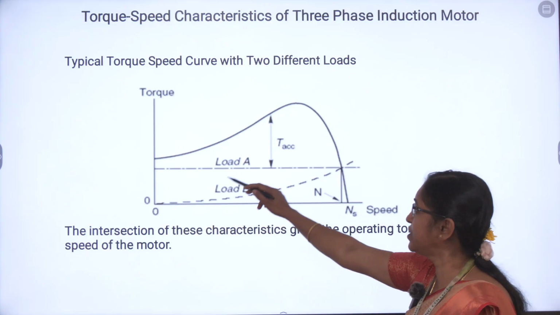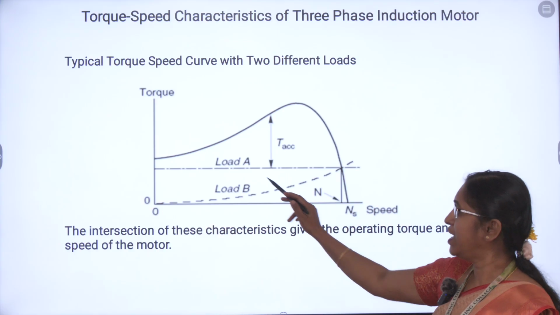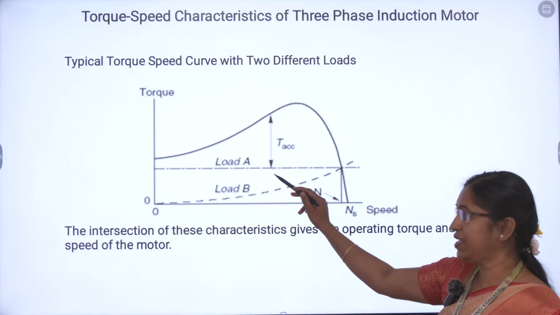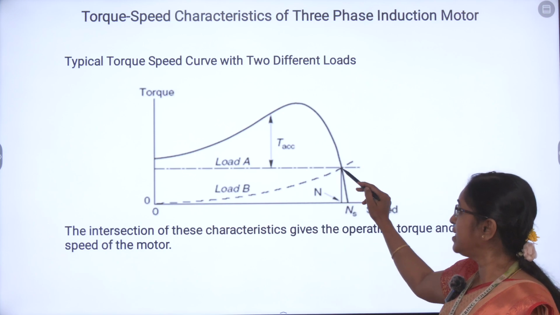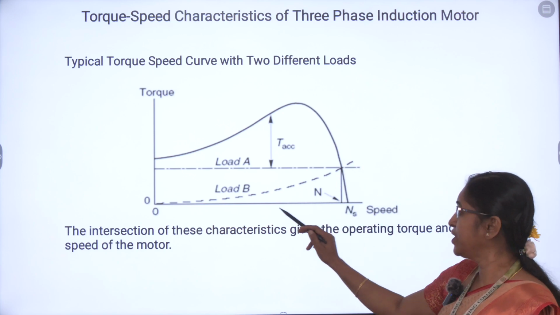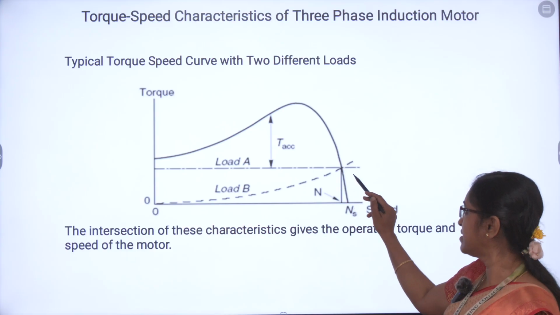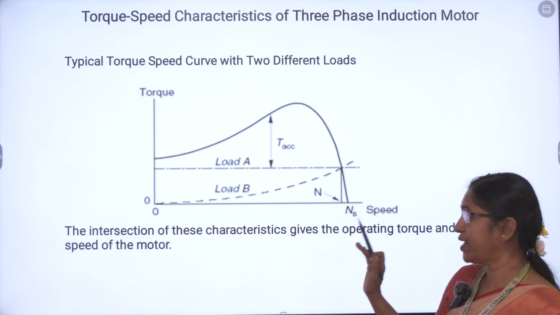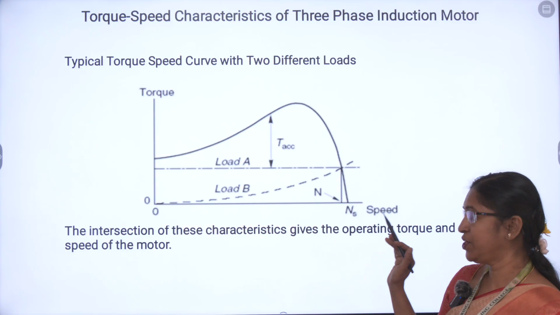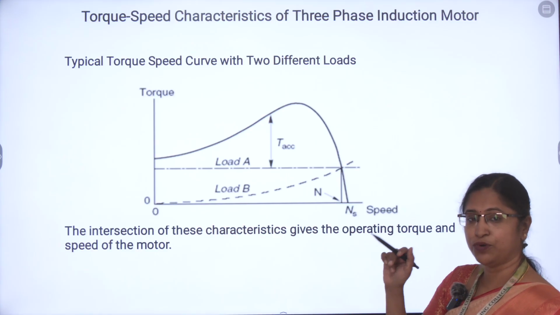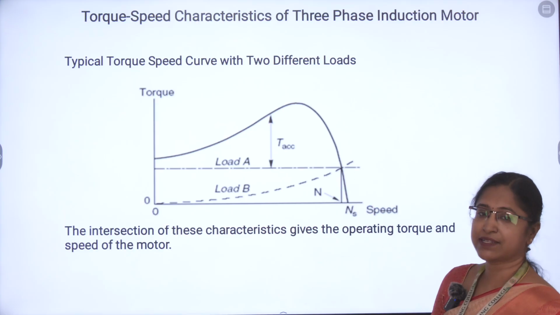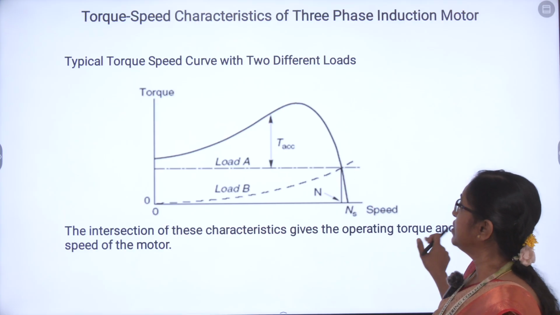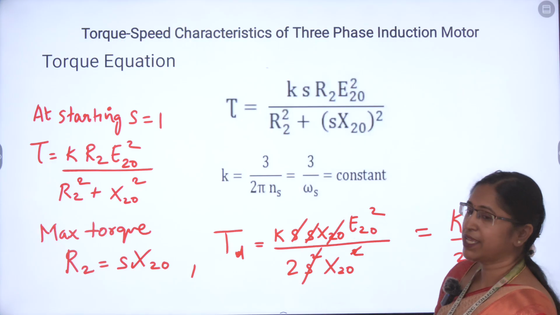This is a typical torque-speed curve with two different loads. You can see this is the typical curve we saw in the first slide, and I have two loads, load A and load B. These two loads intersect at one common point. The intersection of these characteristics gives you the operating torque and speed of the motor. The point where loads A and B intersect is called the operating point of the motor. Now we will see the torque equation.